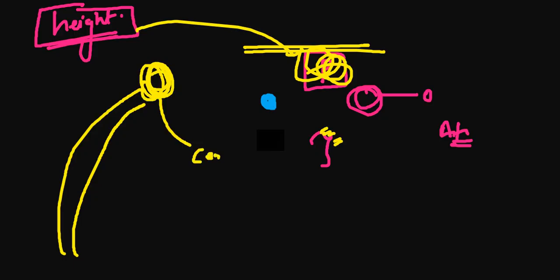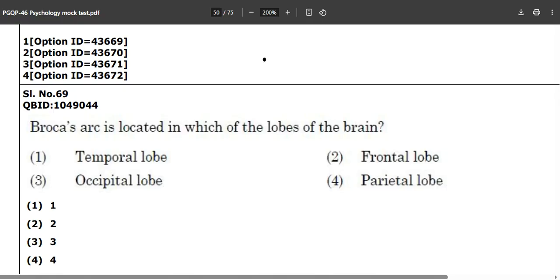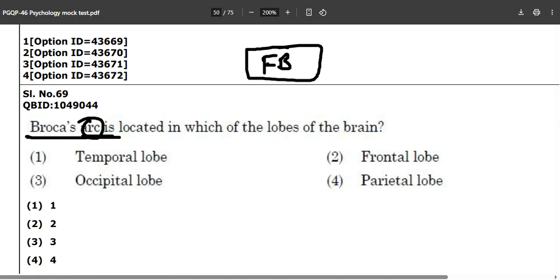That is also the area where you will have your cerebellum. And what does the cerebellum do? It coordinates your body movements and all those things. Okay, all right. Now are you on Facebook? Yes, you are on Facebook. Broca's area is located in which of the lobes of the brain? It is located in the frontal lobe.